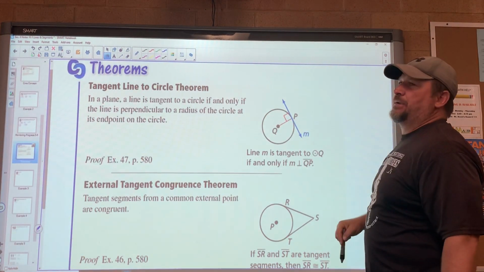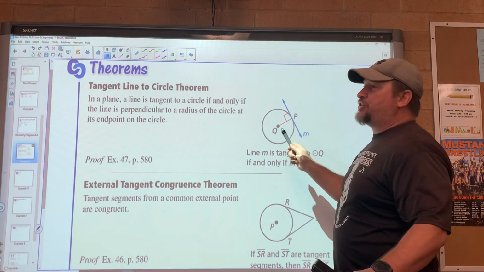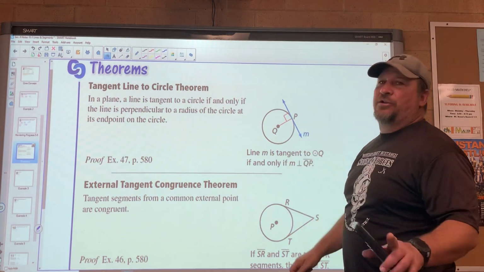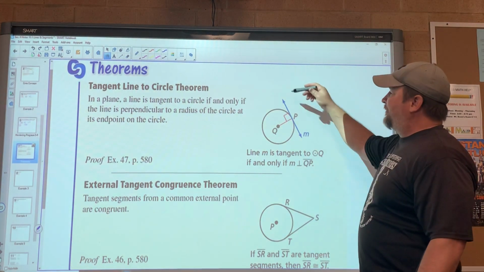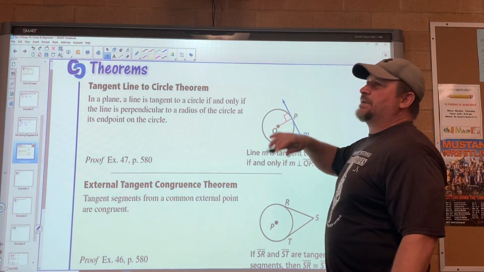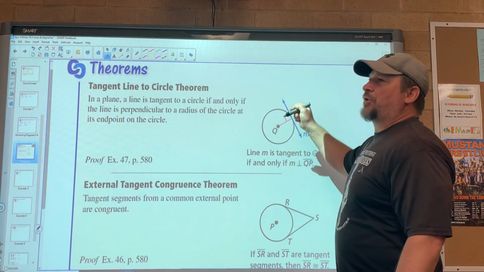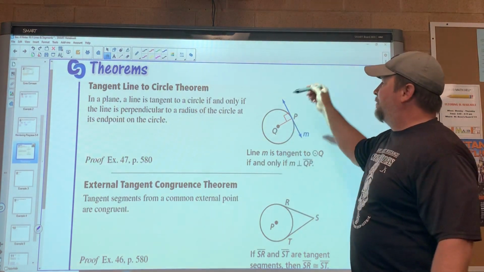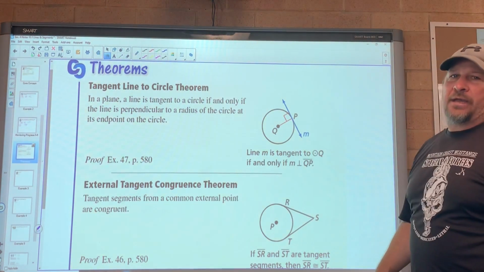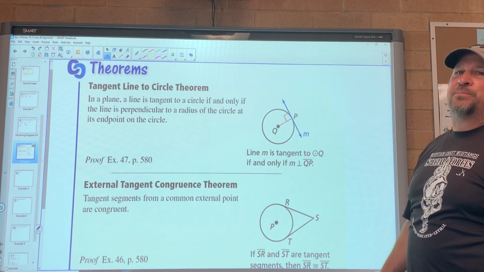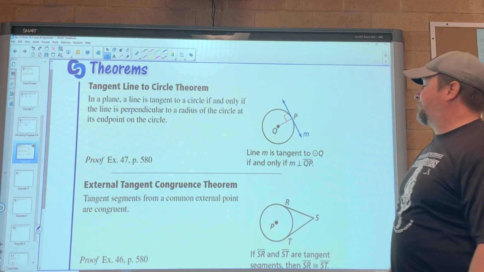So, here's what they're talking about. We have a blue line that's tangent. As long as you have a radius that hits it and creates a 90-degree angle, then you have a tangent for sure. So it won't matter where I draw the radius in. If the radius is drawn and it makes a 90, then you are guaranteed that the blue line is a tangent, okay? And we'll see how we can prove this in a little bit. We'll be proving it by using Pythagorean's theorem. I'll show you in a minute.